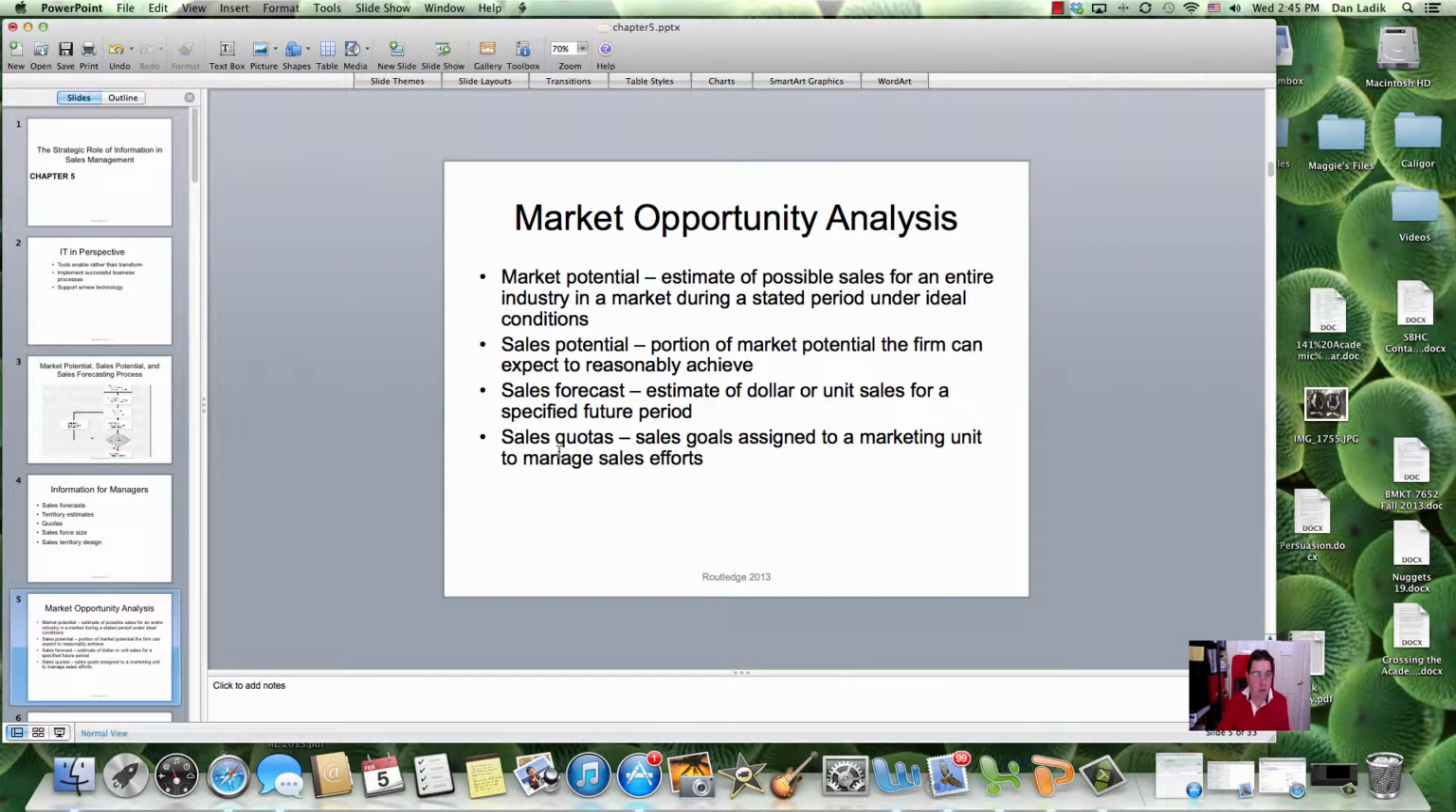Broadly speaking, if we need to make some kind of a forecast, because the forecast helps us with figuring out what the opportunity is for that potential market. So we're looking at the potential of the marketplace, the sales potential, market share. What could we achieve given these two first variables? And finally, setting some kind of quotas, giving our sales force.